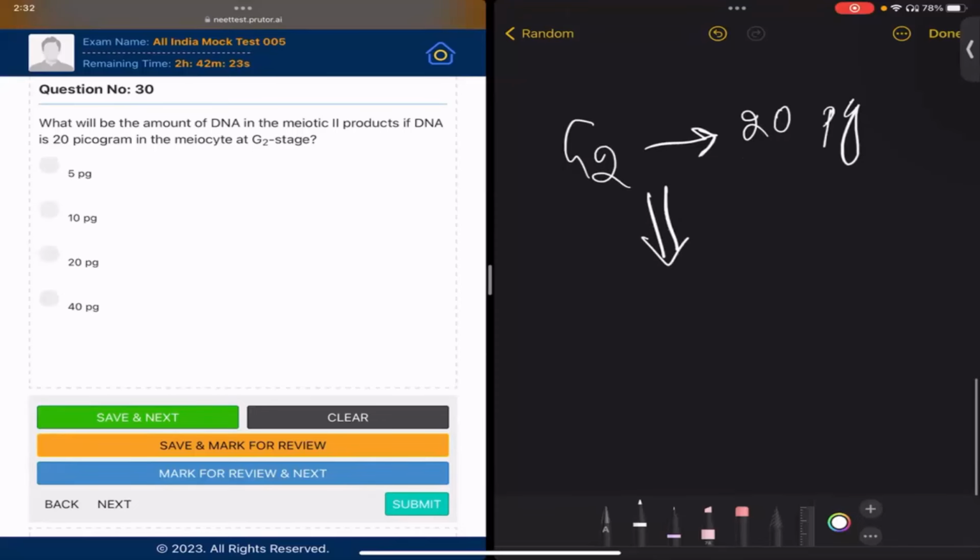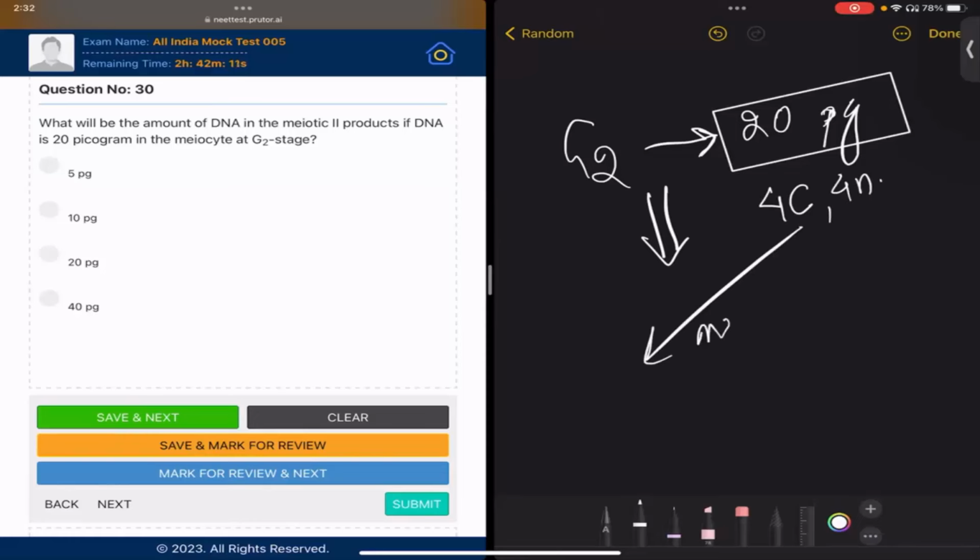20 picogram है, तो meiosis 2 के बाद we know कि 20 picogram जो होता है वो चार पार्ट में, this is like 4C, ठीक है. 4C 4N state है और meiosis 2 के बाद जो state होता है that is your CN state. Okay, so 20 picogram is 4C, so C would be 5 picogram.